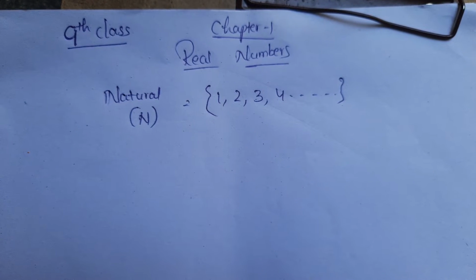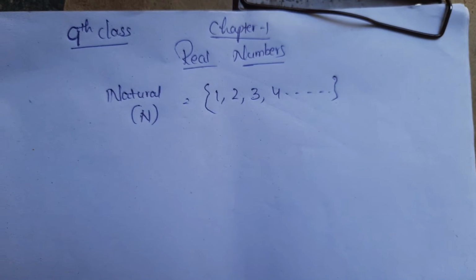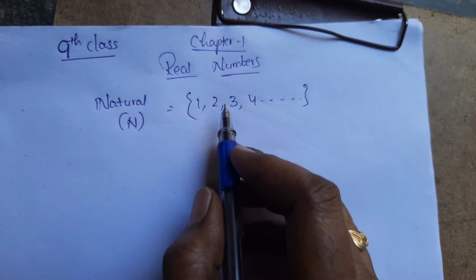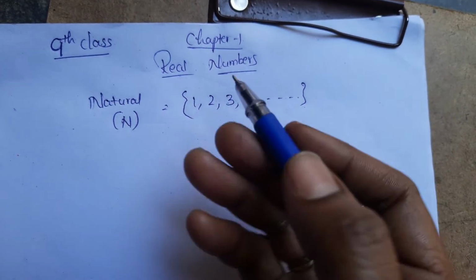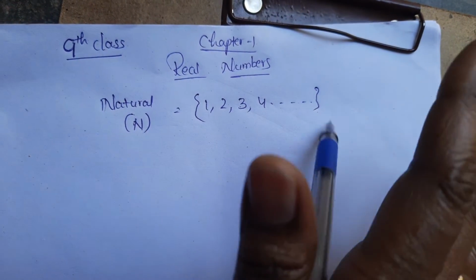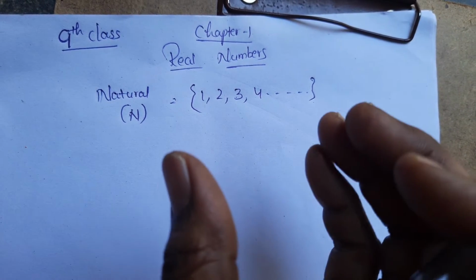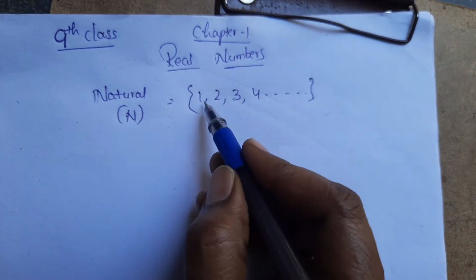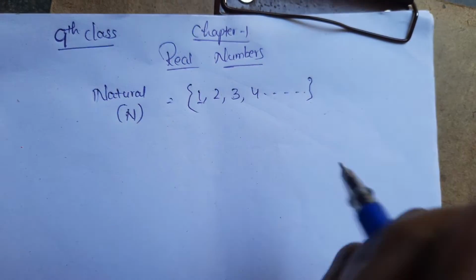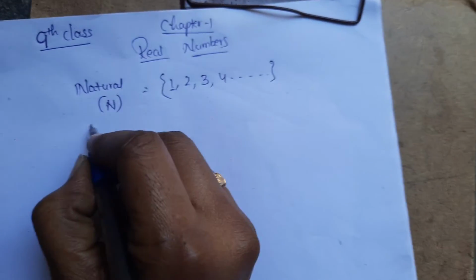In general we use 1, 2, 3, 4 and so on for counting anything. These numbers are called natural numbers. Natural numbers are nothing but counting numbers 1, 2, 3, 4, 5, 6, and they are uncountable; there is no end of natural numbers. The smallest natural number is 1, the first natural number is 1, and there is no last natural number.